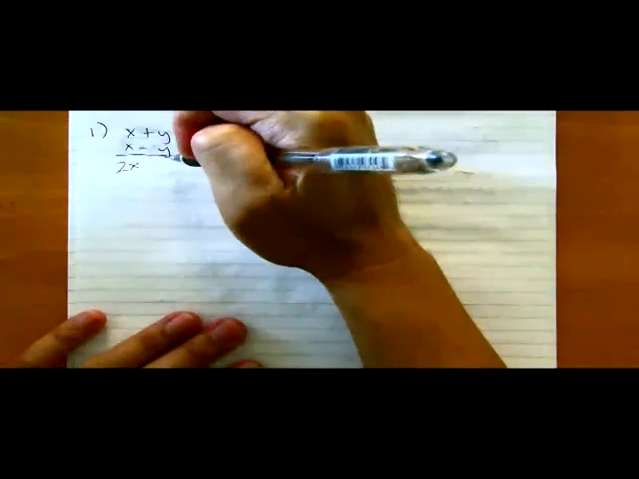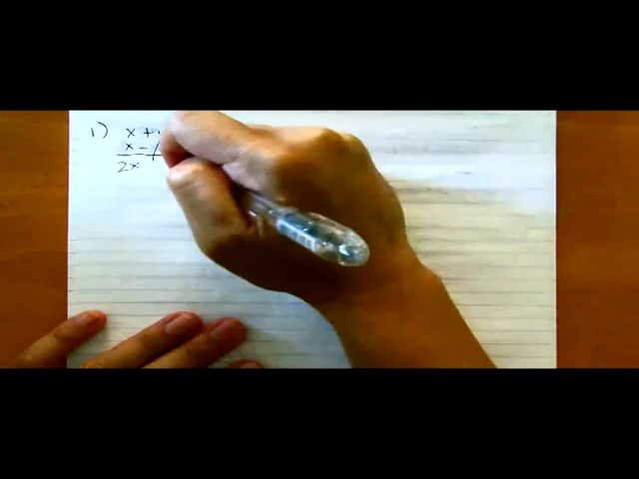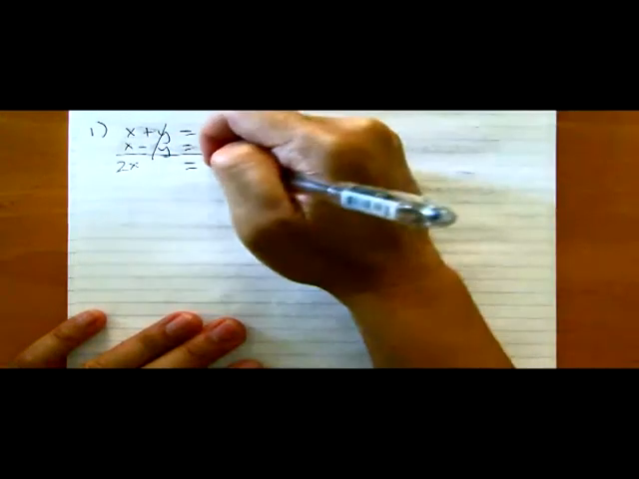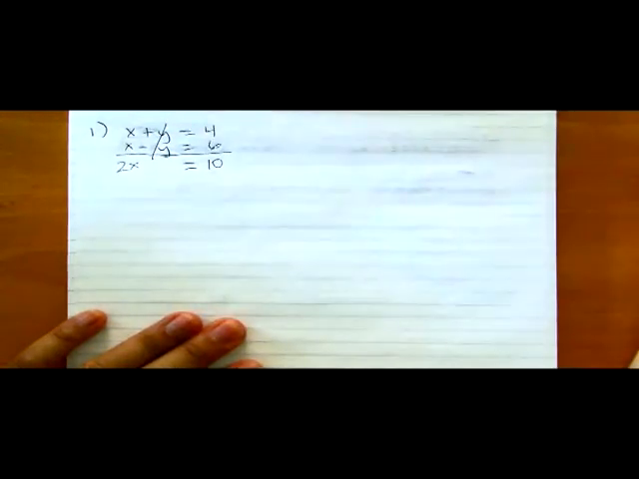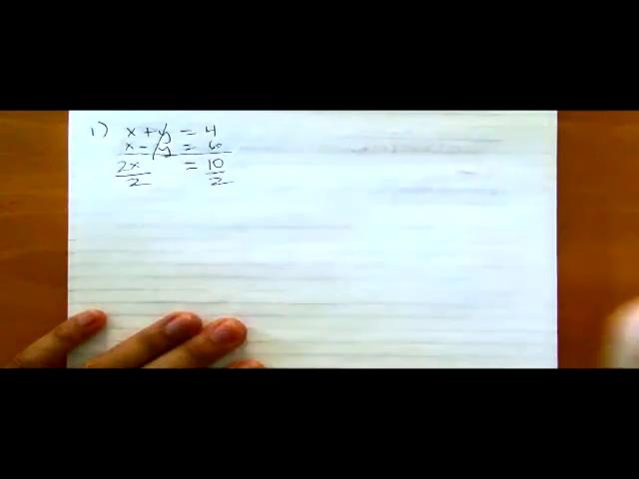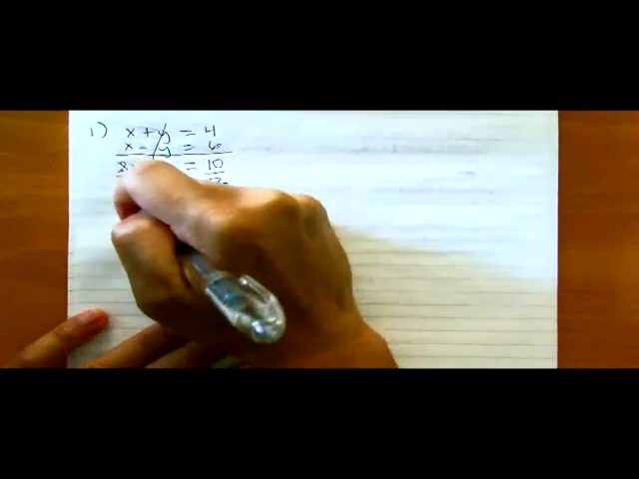So when I add this column, the x's come out to 2x, the y's, they cancel, equals 10. Okay, now we just solve for x. Divide both sides by 2. The 2's cancel, so x equals 5.